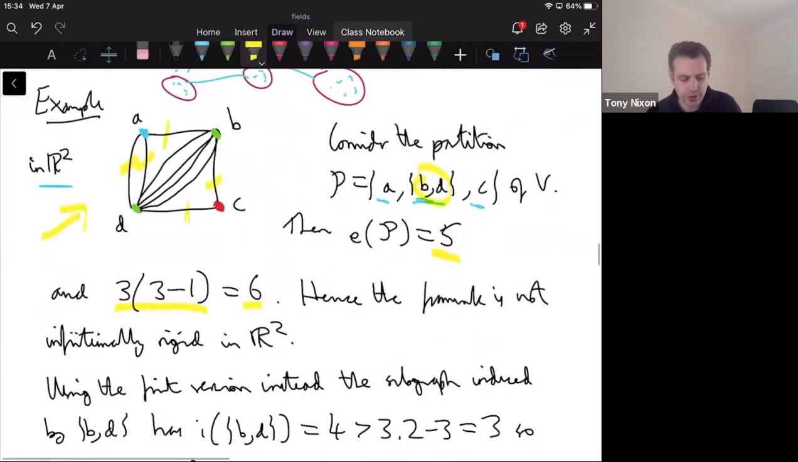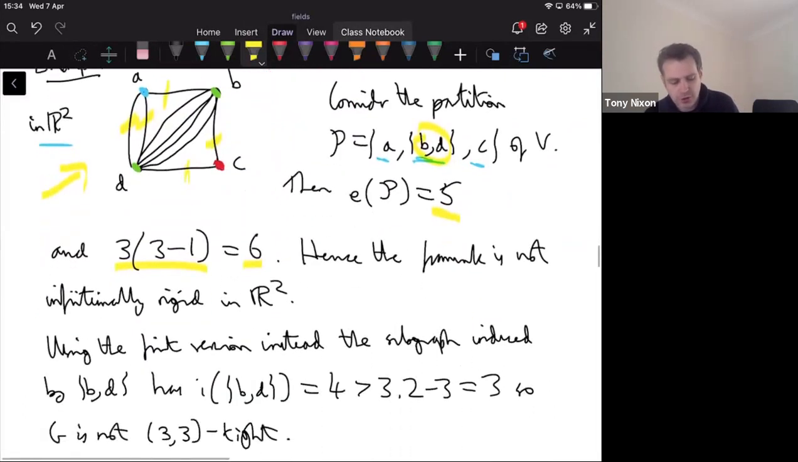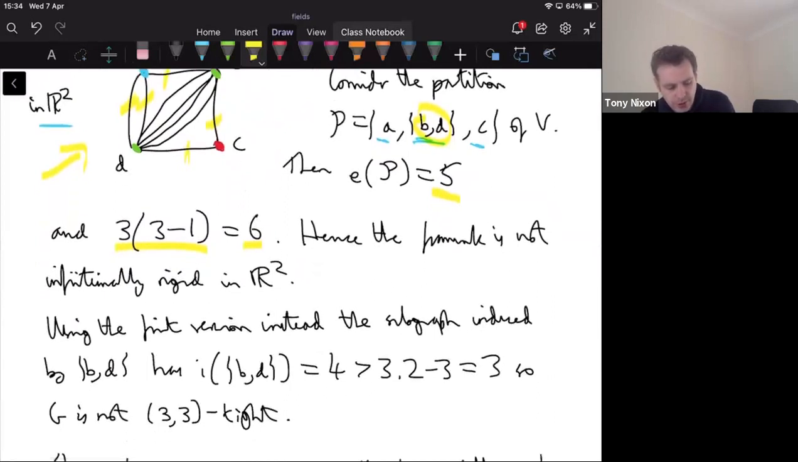So you could have done this using the first version, since the number of edges induced by B and D, the 4 parallel edges, we compare that to, since we're talking about spanning trees, 3 times the number of vertices minus 2, and there were 2 vertices, B and D, in that subgraph, so 4 is greater than 3, so we fail the sparsity condition as well. So either way you can check it, but I thought it is worth thinking about this partition version at least for a short amount of time.